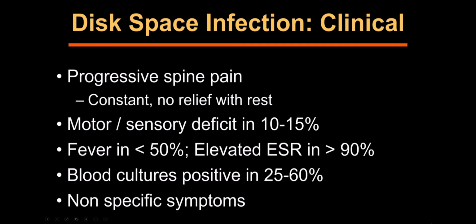Unfortunately, the clinical picture of a disc space infection is pretty nonspecific. It's progressive spine pain, constant, no relief with rest. There's a neurologic deficit in only a small minority. I think that looking at the SED rate or the C-reactive protein is useful because, at least according to my spine surgeons, if your SED rate is not elevated, you really don't have a significant spine infection. The problem is that if you have infection somewhere else in the body, the SED rate is going to be elevated whether you have a spine infection or not.